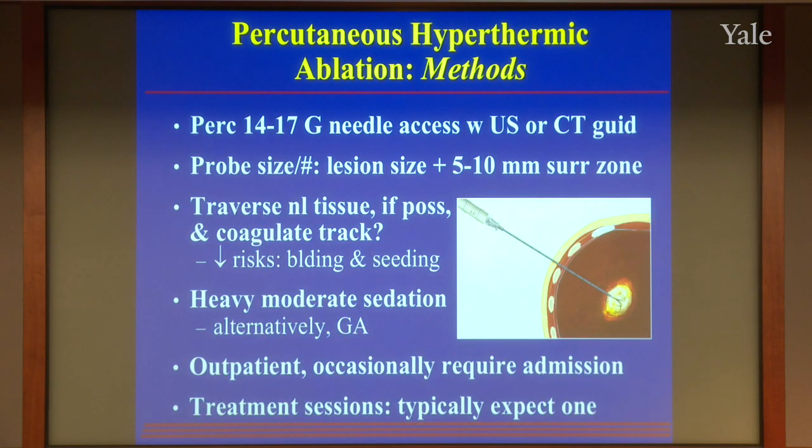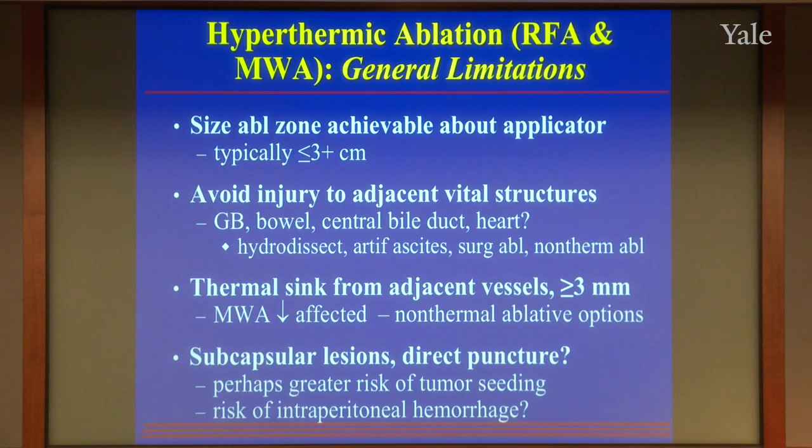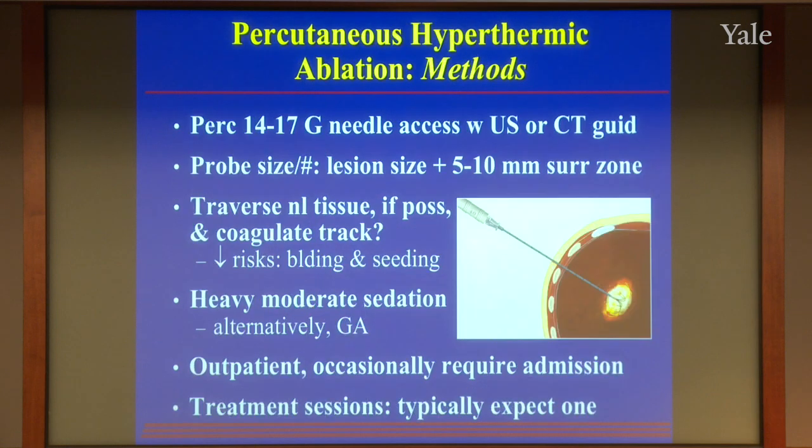So here's just a little picture showing how we put typically 14 to 17 gauge needles, depending upon the exact system, under ultrasound or CT, directly into the tumor. The size of the probe and the number of probes you may need will depend upon the size of the lesion and the margin you want to achieve around it. Generally, we like to traverse normal tissue if possible, so that we have a little track and we'll have a little less chance of bleeding or seeding of tumor.